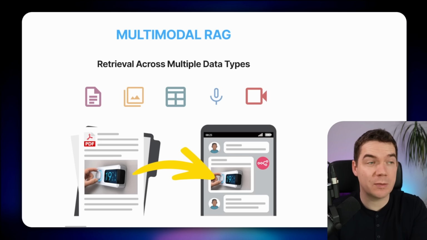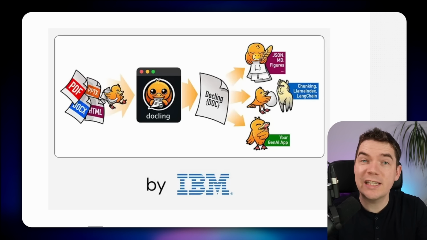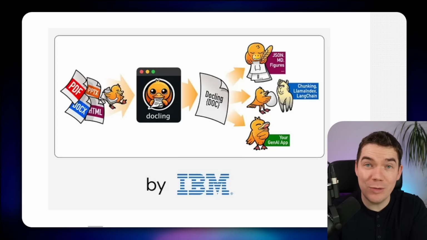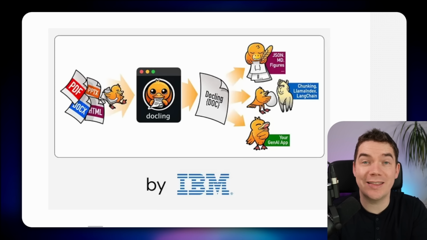So what's the best way to process all of your files locally and make them accessible to your agent? Well, this is where we use Docling, which is an open source document processing library created by IBM. With Docling, you feed it PDFs, Word docs, PowerPoint presentations, images, audio files, and it spits out clean, structured Markdown or JSON that your agent can then search over.